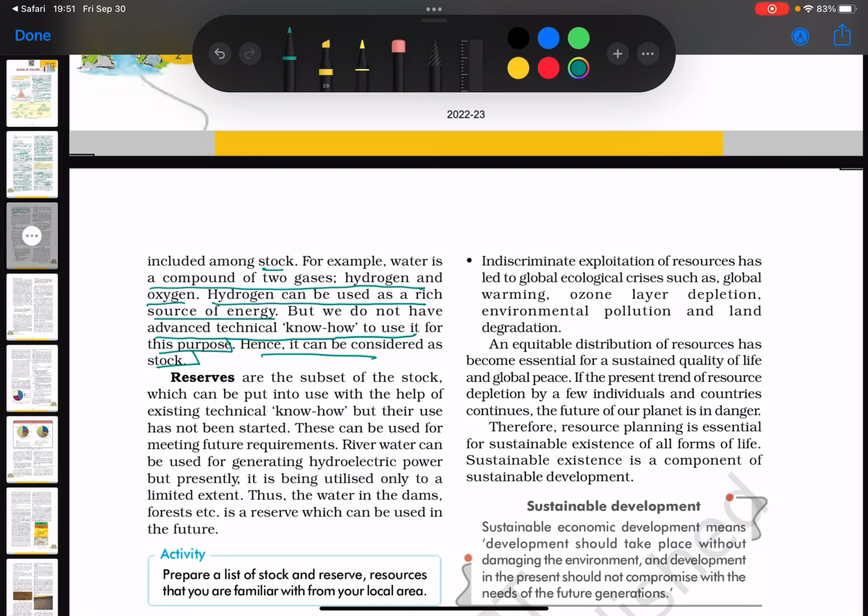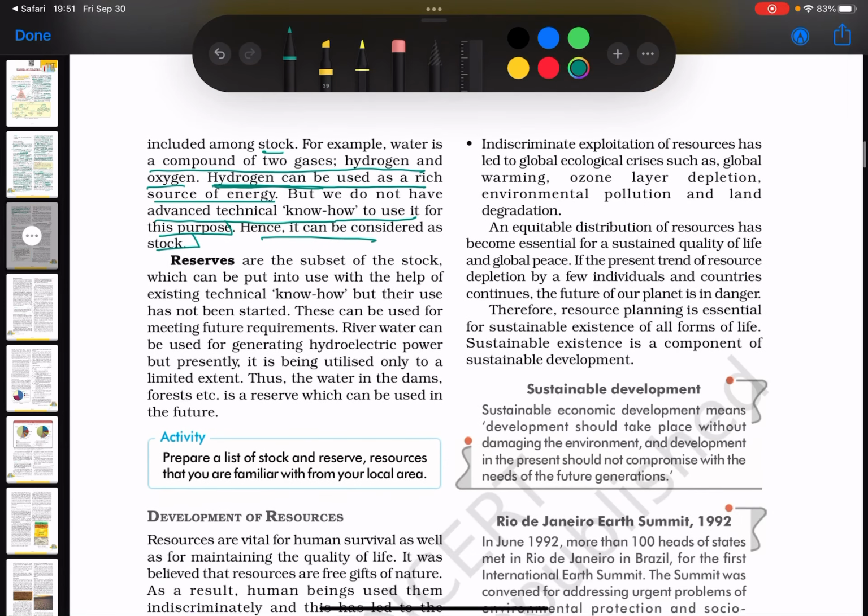In fact, you might even want to look at how some people these days are trying to use hydrogen as a fuel to power cars. You can do a Google search and you will find out how people are extracting this resource. Now, then you have something called reserves.